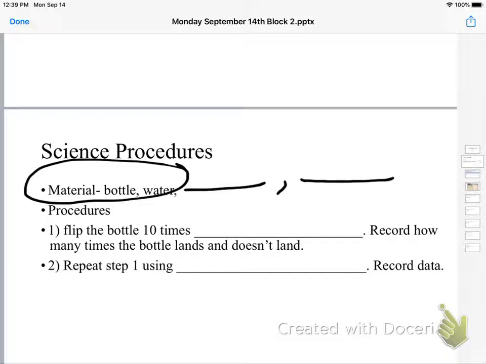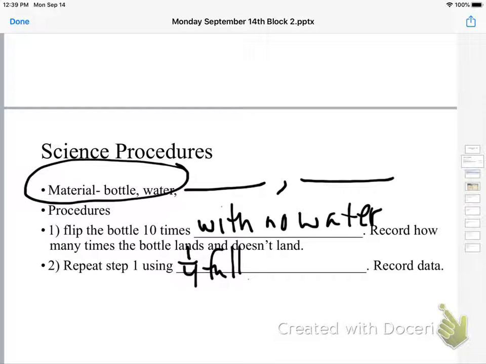And so for the procedures, step number 1 is flip the bottle 10 times. And depending on your independent variable, for instance, if you were doing your independent variable different amounts of water, maybe yours would be flip the bottle 10 times with no water. And then record how many times the bottle lands and doesn't land. Then repeat step 1 using 1/4 full, 1/2 full, completely full, and then record the data. That could possibly be what you had.